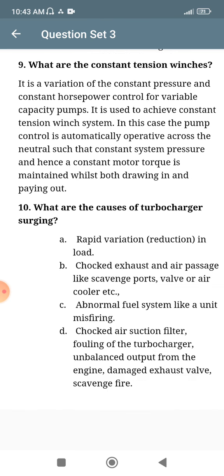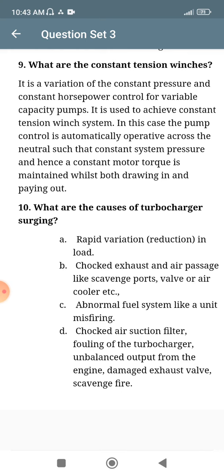Then what are the causes of turbocharger surging? This is also one of the frequently asked questions by the surveyor. The reasons will be rapid variation or reduction in the load, choked exhaust and air passage like scavenge port, valve or air cooler, abnormal fuel system leak, unit misfiring, choked air suction filter, fouling of the turbocharger, unbalanced output from the engine, damaged exhaust valve, and scavenge fire.